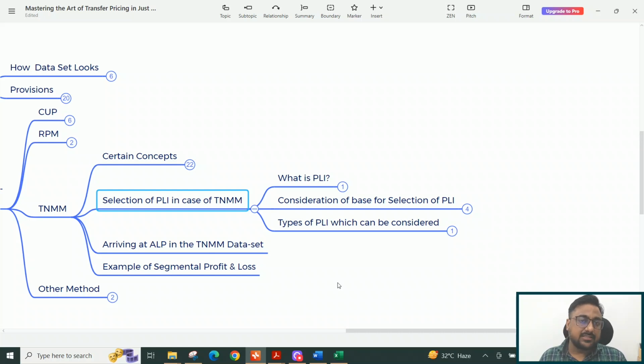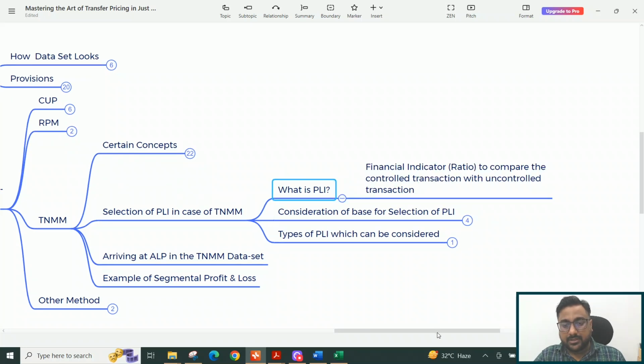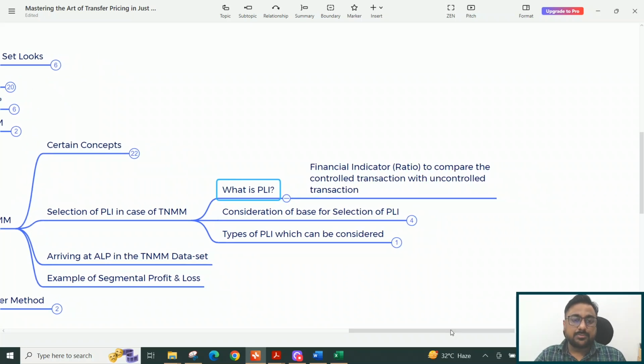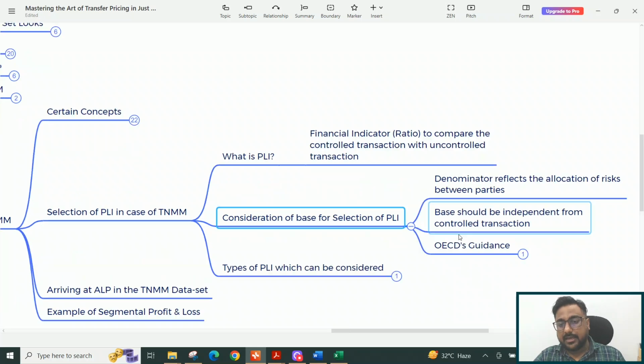PLI basically is a profit level indicator. That is what we say PLI. So what is PLI? PLI is basically a financial indicator, right? It is a ratio to compare the controlled transaction with the uncontrolled transaction. That is what PLI means in simple terms. Now, consideration of base for selection of PLI.